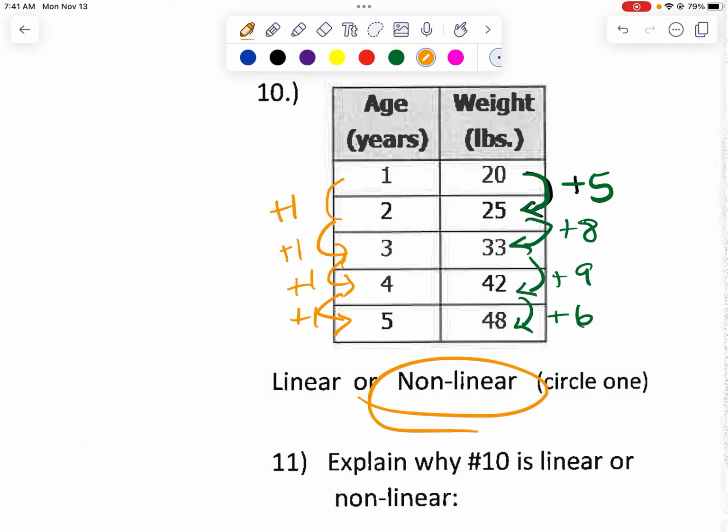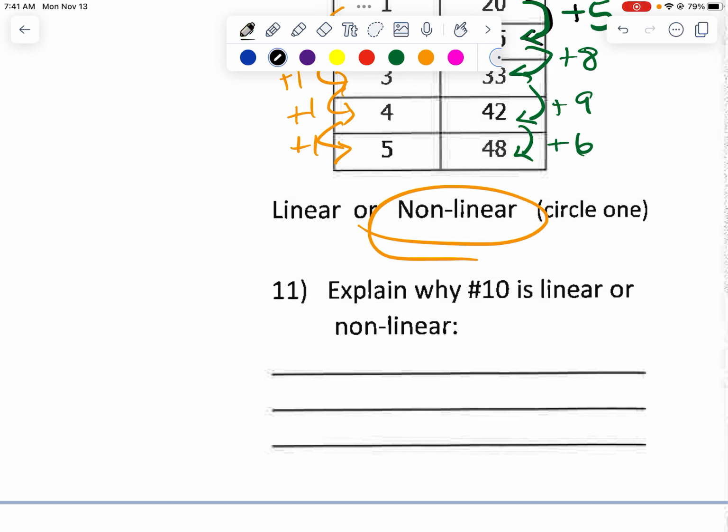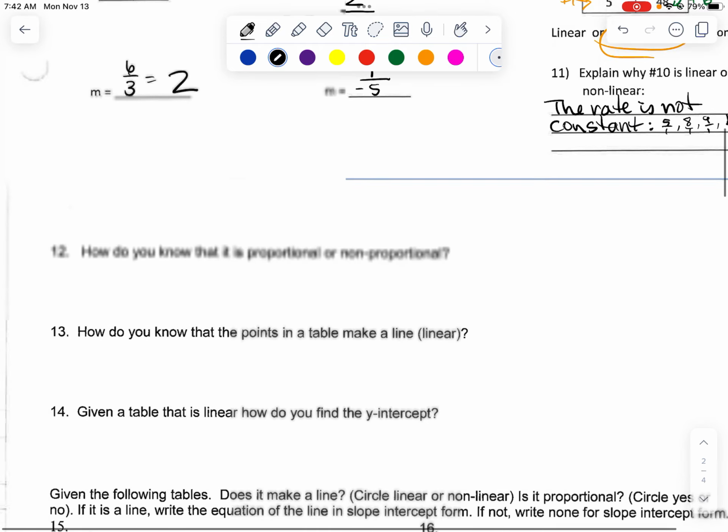It is not linear because 5 over 1, 8 over 1, 9 over 1, 6 over 1, those are totally different slopes. The rate is not constant. We have 5 over 1, 8 over 1, 9 over 1, and 6 over 1. Those numbers are not constant.